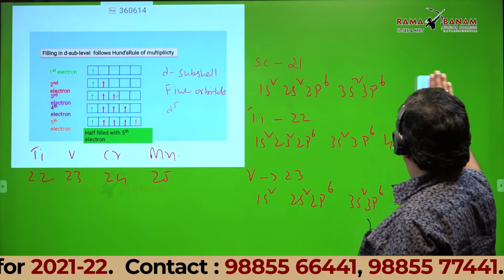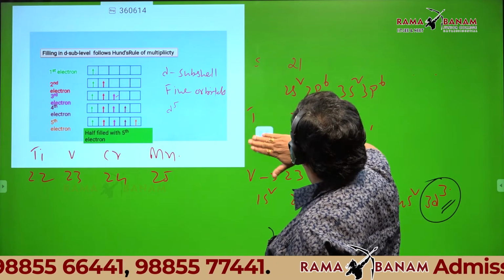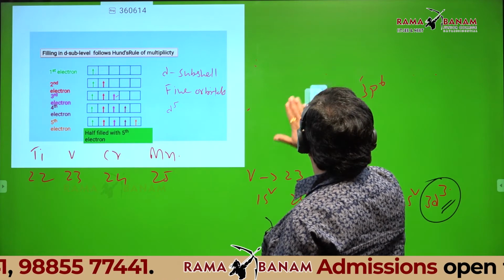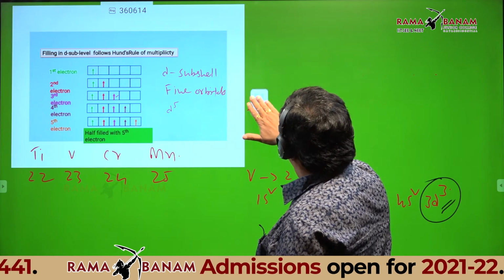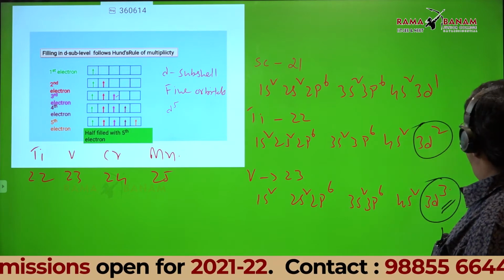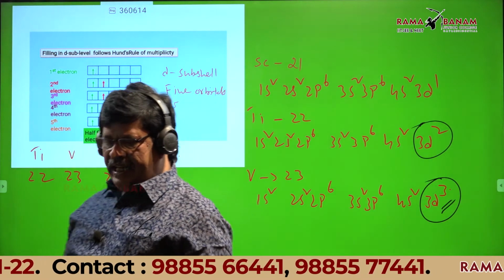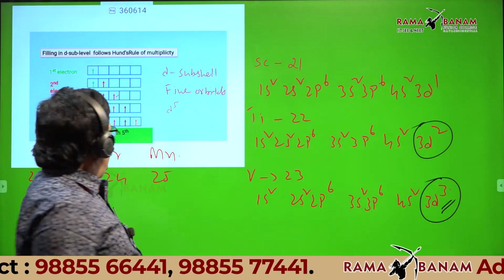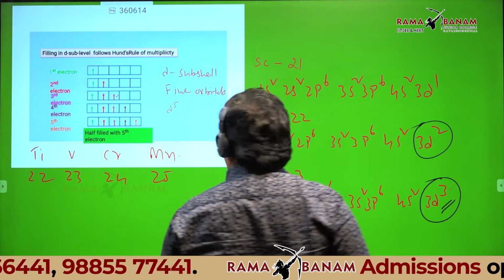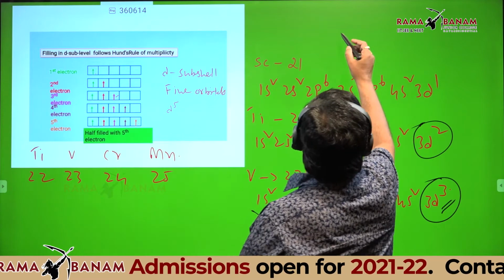Sir, once wait, sir. Degenerate means orbitals having the same energy. Right. How many d subshell or p subshell, whatever it may be.